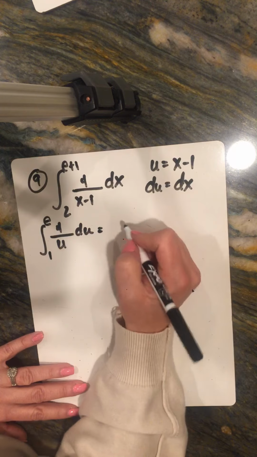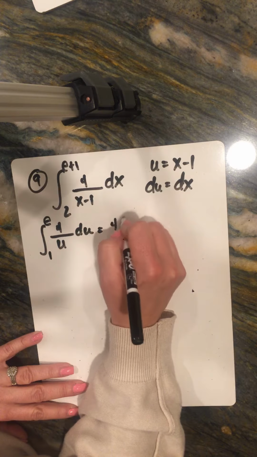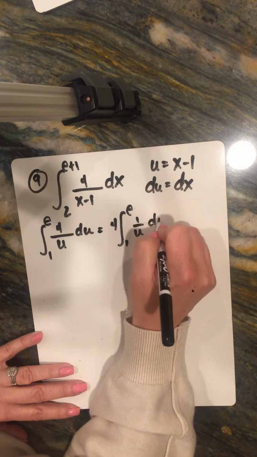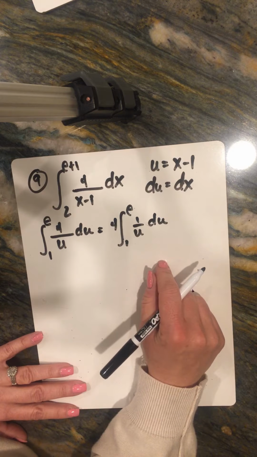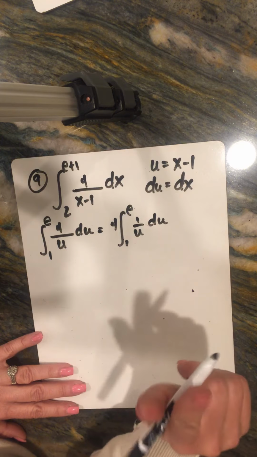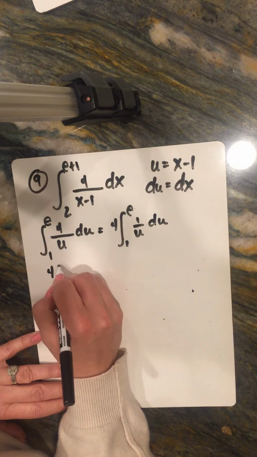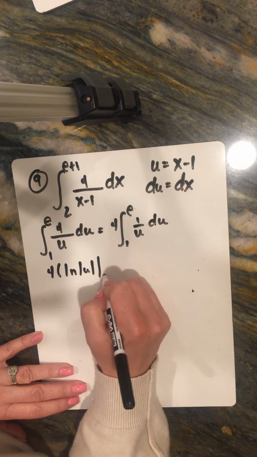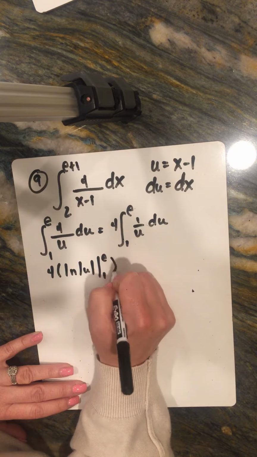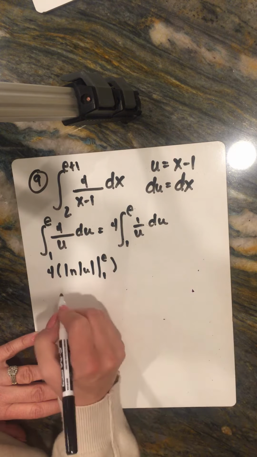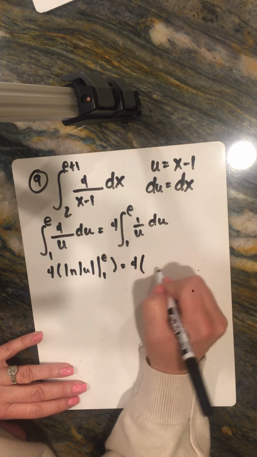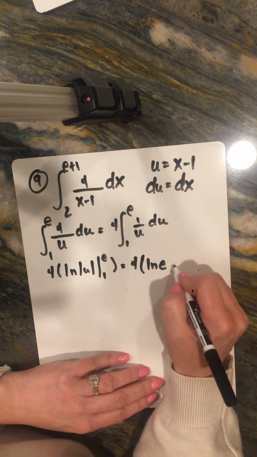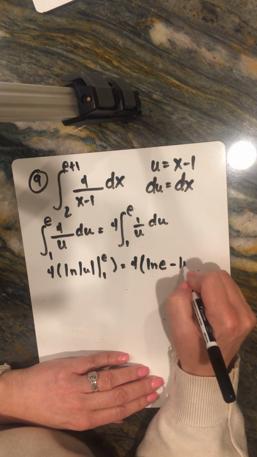All right, so 4 can go to the outside. And we're integrating from 1 to e of 1 over u du. And the integral of 1 over u du is the ln of the absolute value of u. Maybe that's what you forgot. So 4 times the ln of the absolute value of u evaluated from 1 to e. All right, so here we go. 4 times ln e minus ln 1.